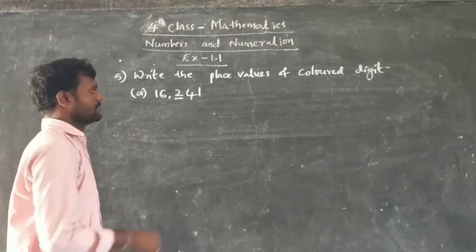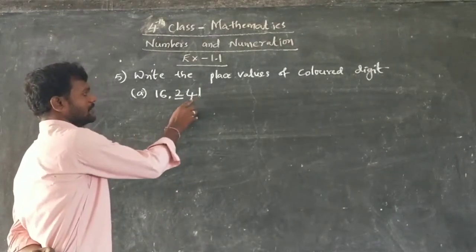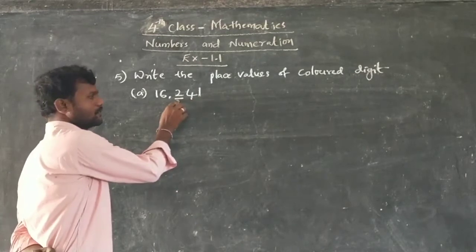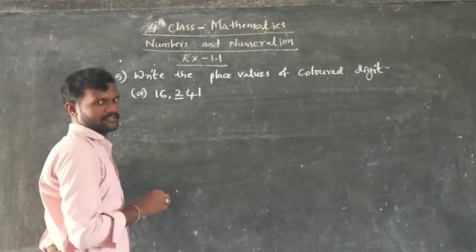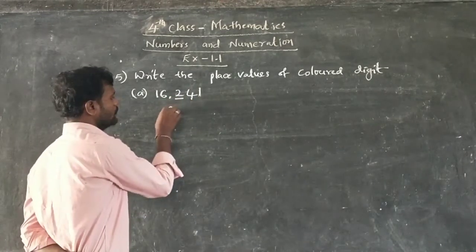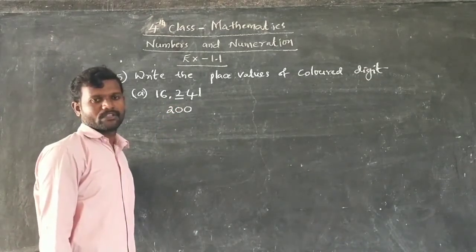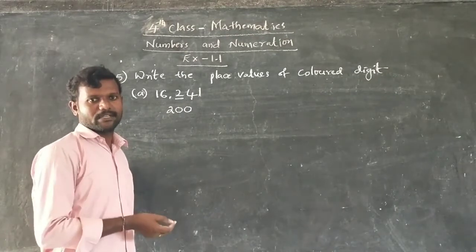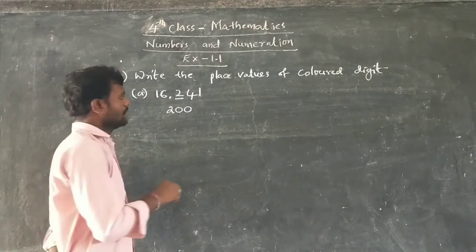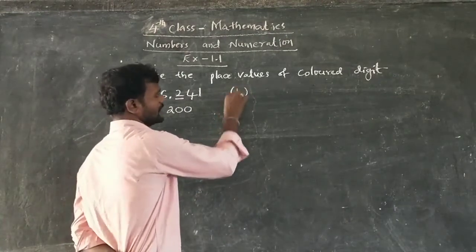What is the place value of 2 means? In which place is it? Ones place, tens place, hundreds place. So 2 is in hundreds place. That's why 200 is the place value of 2. Okay. 2 is in hundreds place, so 200. Next, B.